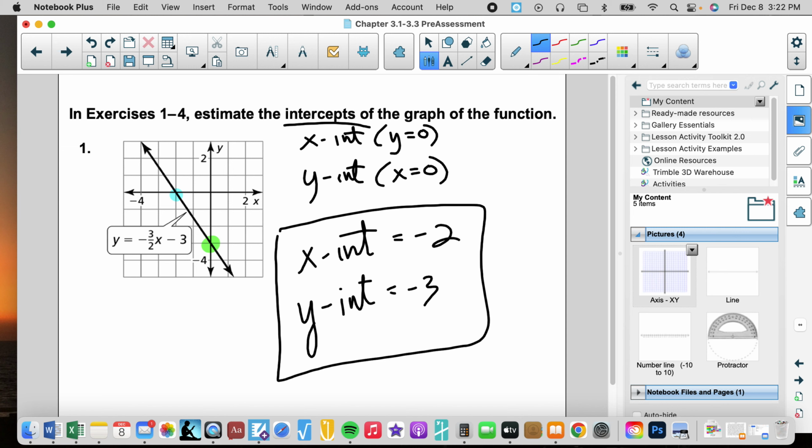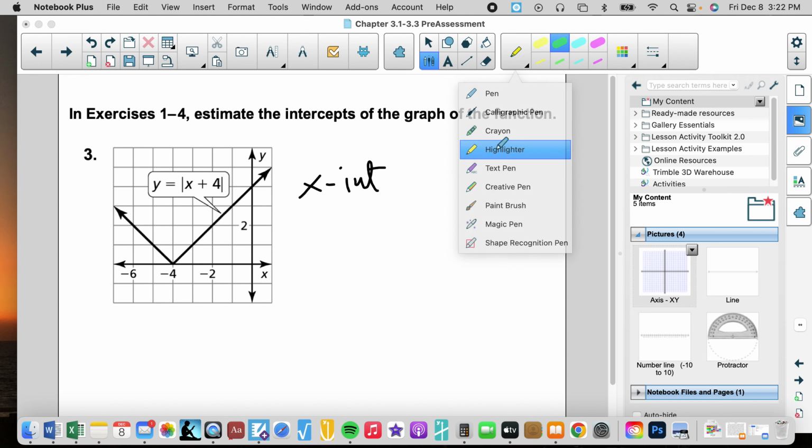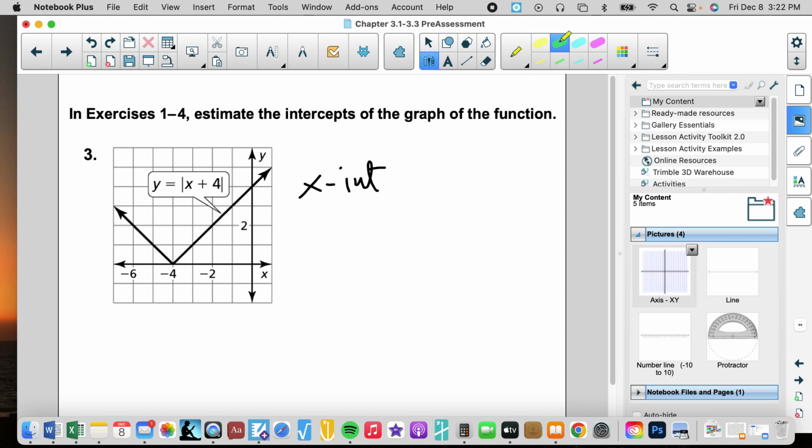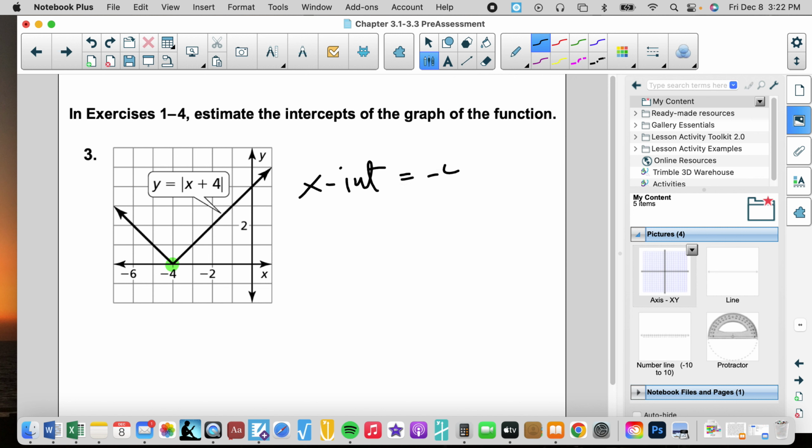These are my answers. Looking at this, again, if I'm looking for my x-intercept, I'm looking along the x-axis. I guess we can go green. X-axis is negative 4. So my x-intercept is negative 4. My y-intercept, I'm looking along the y-axis, and I see that it's increments of 1, so that is positive 4.